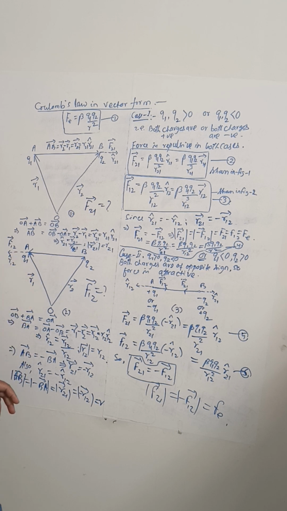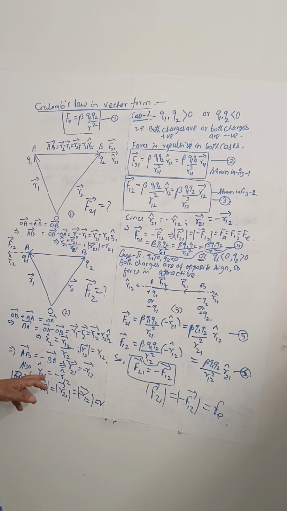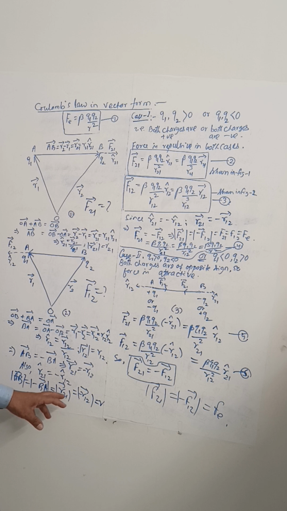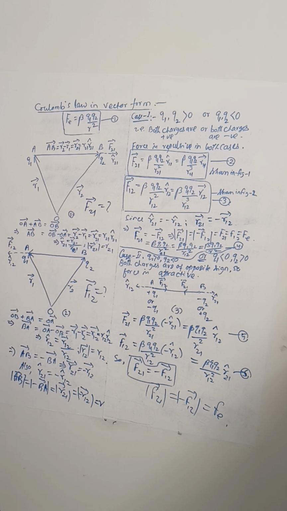Hence, from the two diagrams 1 and 2, vector AB is equal to minus vector BA, which implies vector R21 is equal to minus vector R12. But also R21 cap is equal to minus R12 cap because both are in opposite directions. So the magnitude of vector AB, which is the same as that of minus BA, is equal to the magnitude of R21, which is equal to the magnitude of R12, which is equal to R. This is simply the distance of separation between the two point charges Q1 and Q2, which is equal to AB.